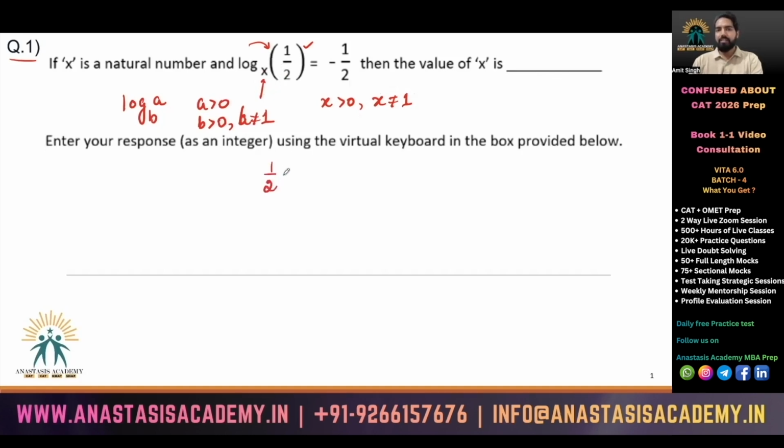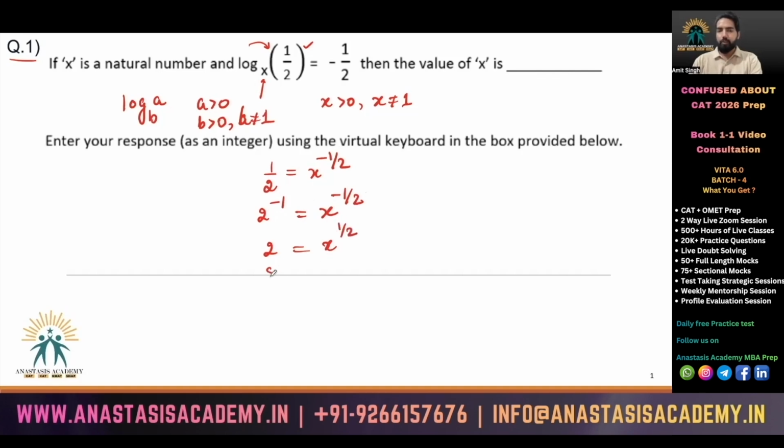So I can write this 1 by 2 as, I can shift this base so that this base is raised to power 1 by 2 and I get 2. I can write it as 2 raised to the power minus 1 would be equal to x raised to the power minus 1 by 2. If I equate these powers, because these are negative powers, I can clearly cancel these powers. So I'm left with 2 is equal to x raised to the power 1 by 2, right?